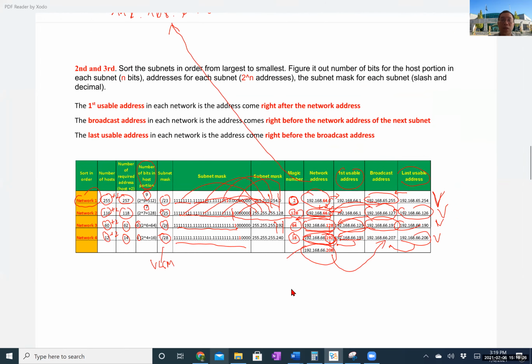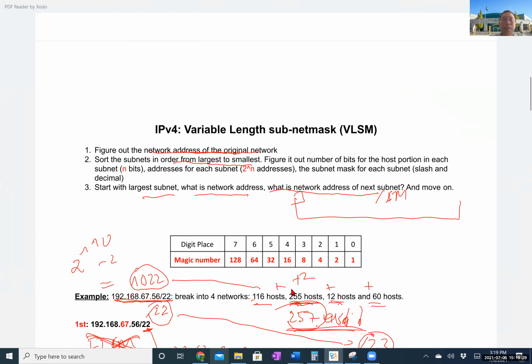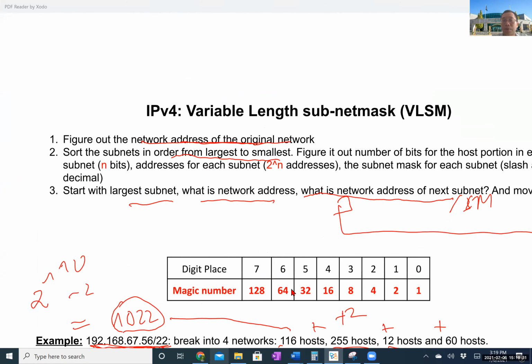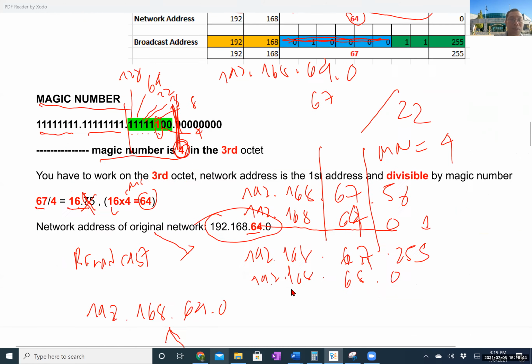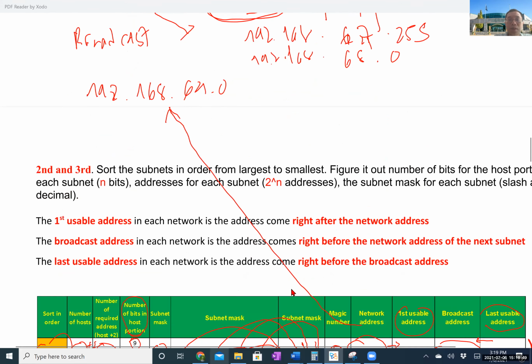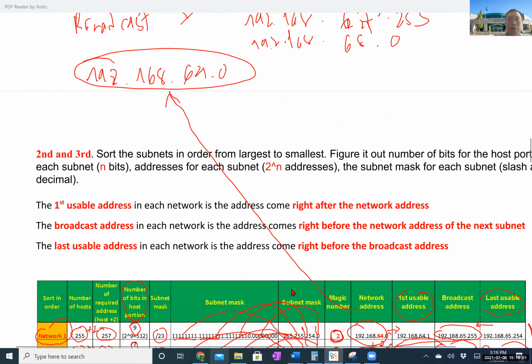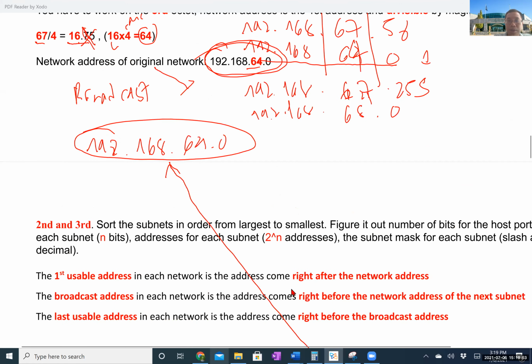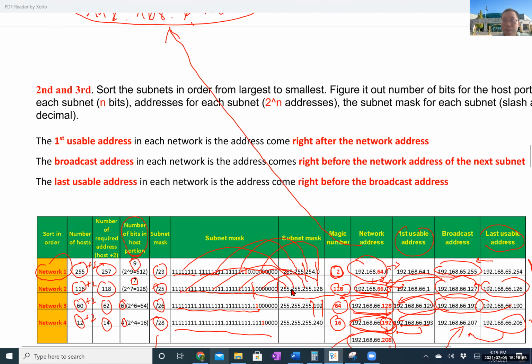Again, if you look at the process here, the first thing, you have to find out what is the network address of the original network here. The second, you have to sort it in order, from the largest to the smallest here. Then the network address of the original one, take it, keep it, and give it to the largest one here.